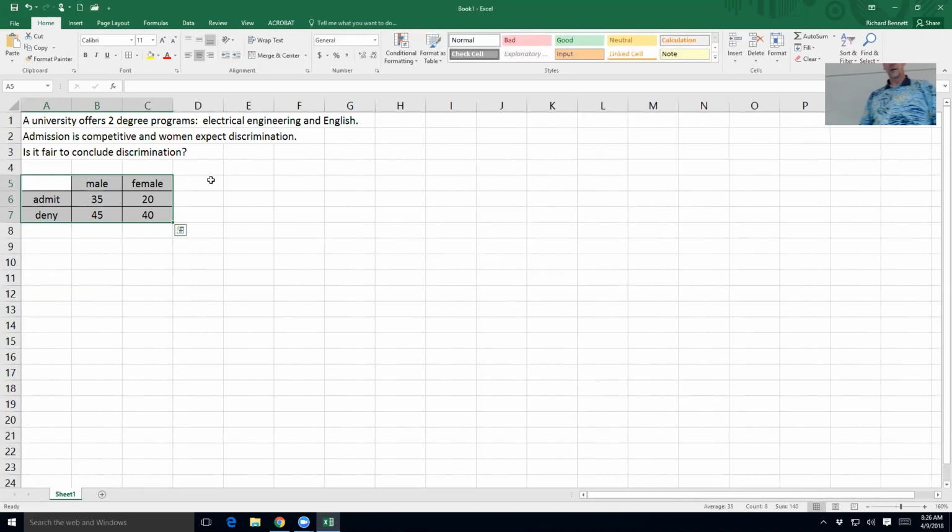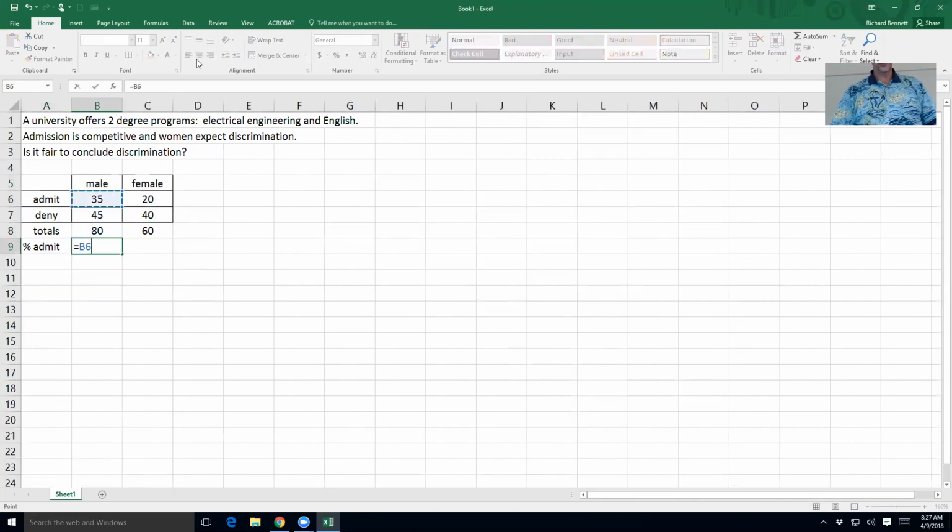Yeah, you could do the percent admitted, right? Let's just figure that out really quickly. So we got the percent admitted. In order to do that, we're going to need to get our totals, right? So let's get our totals. If I add up that column, I got 80 males, and I got 60 females. So the percent admitted would be the 35 divided by the 80, which is about 43%, and about 33% of the women.